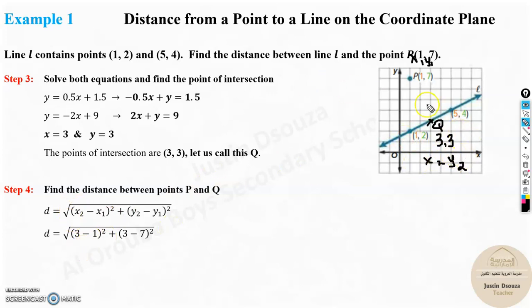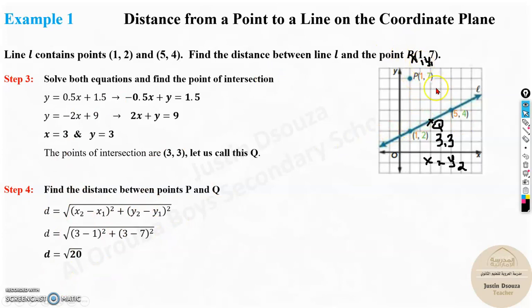Now all you need to do is substitute over here. x2 is 3 minus x1 is 1. Same way, y2 is 3 minus 7. And you will get the answer root 20. This is how easy it is. Now we will see one more problem. I hope this is clear.